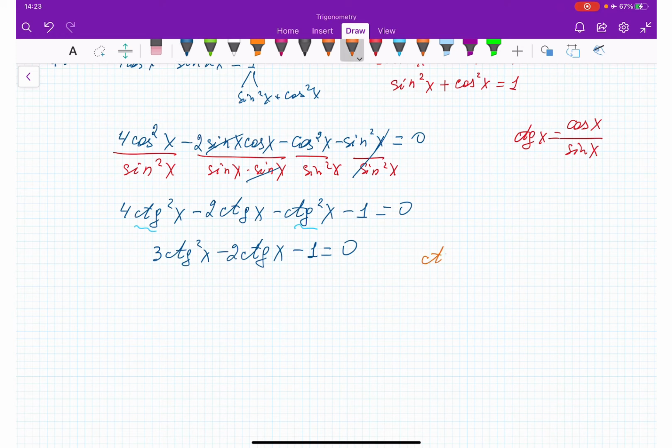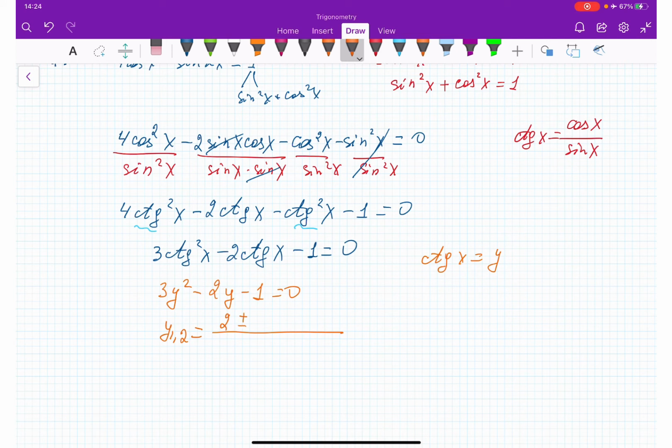So I'm plugging in cotangent x equals y and writing down 3y squared minus 2y minus 1 equals 0. Real quick now, I can write down y1 and y2. I'm not going to write down the whole formula for this quadratic equation. You already have it, you know it. I used it in my previous video.